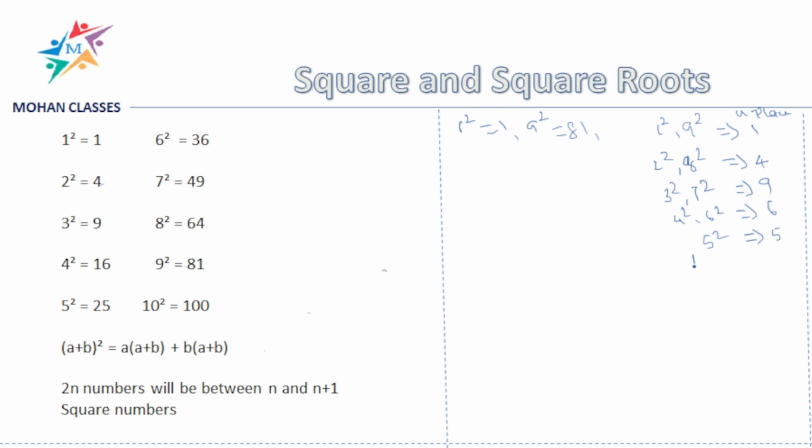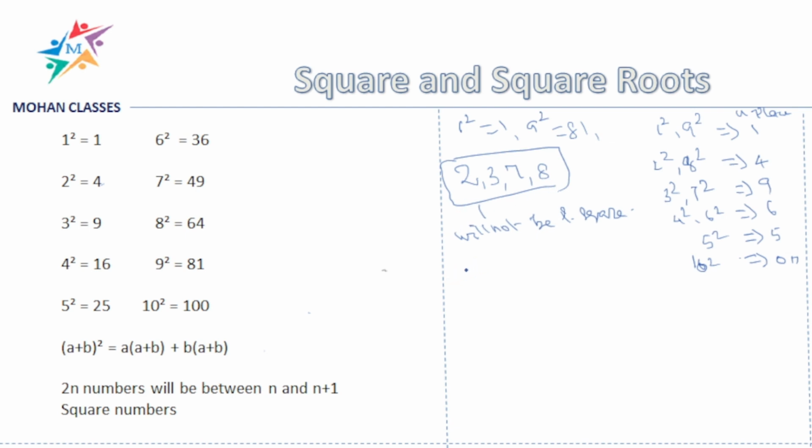And then 10 square, we will get 2 zeros. That means 0. So what are the numbers left? 2, 3, and then 7, 8. So any number that ends with 2, 3, 7, 8 will not be a perfect square. Okay, keep it in mind.